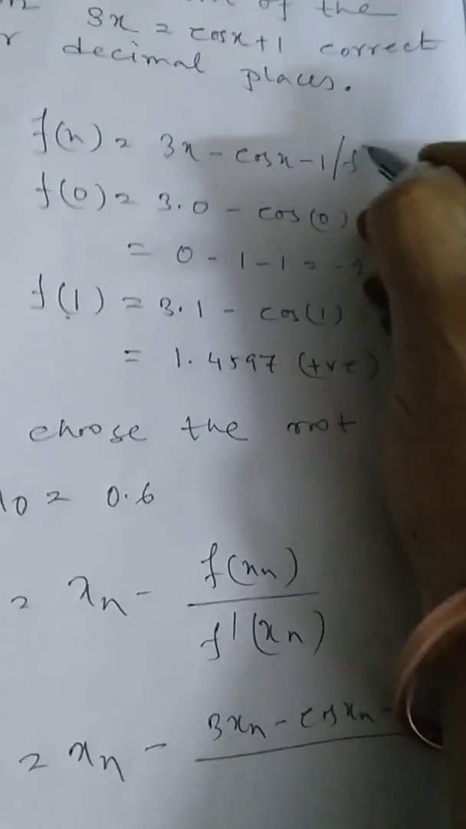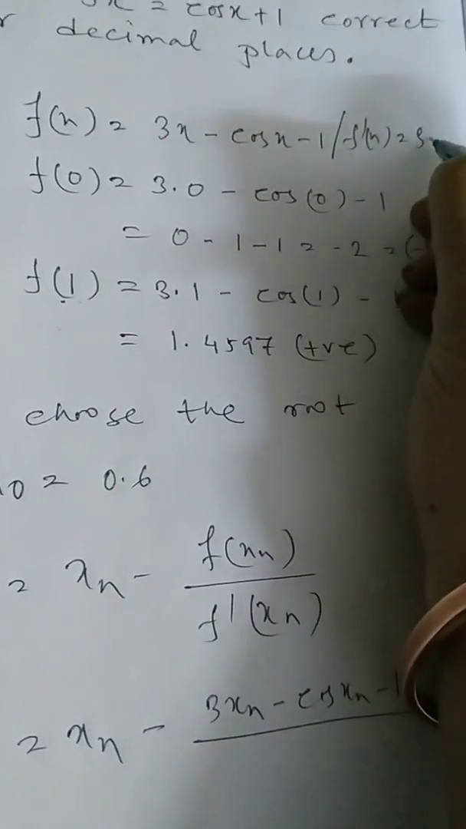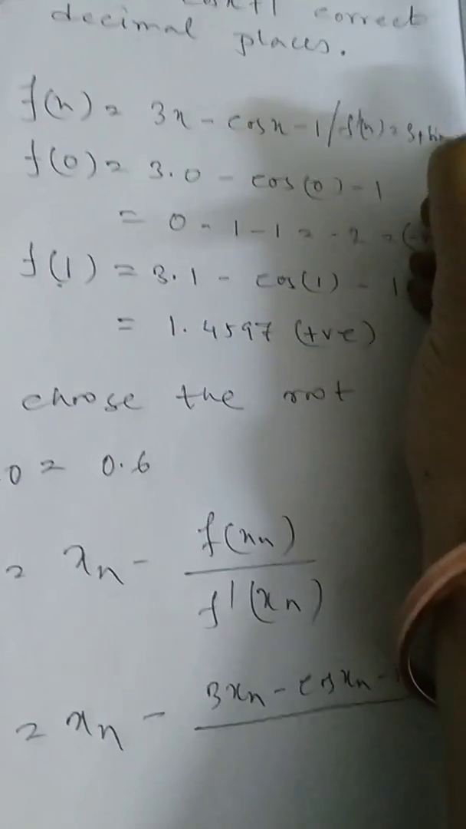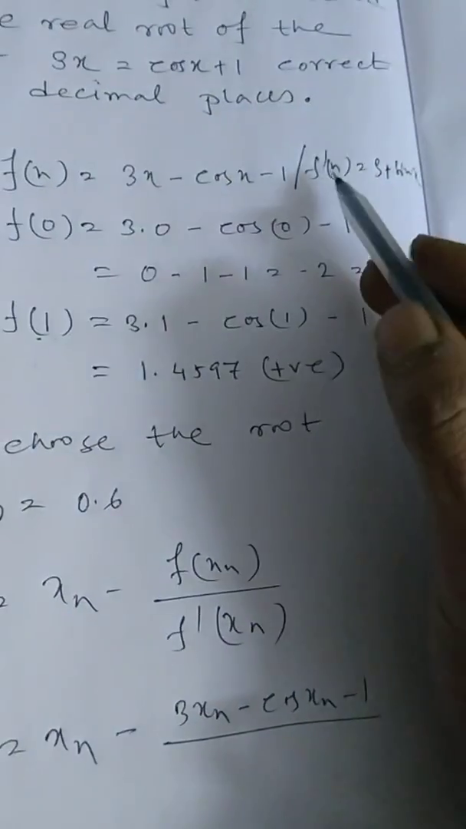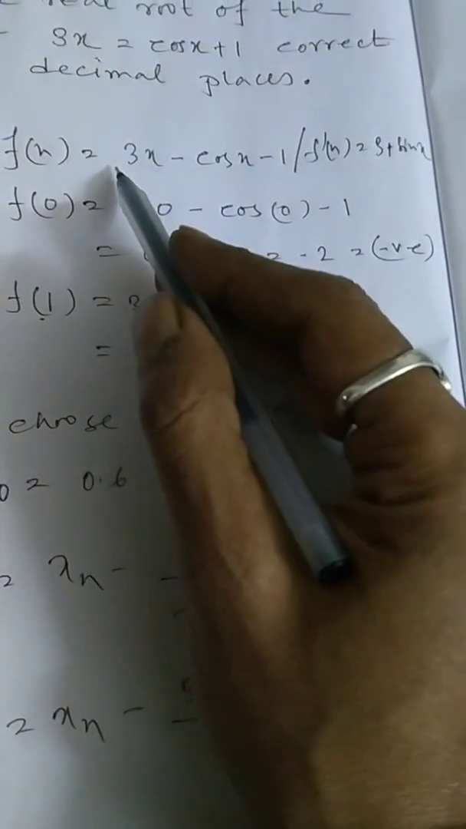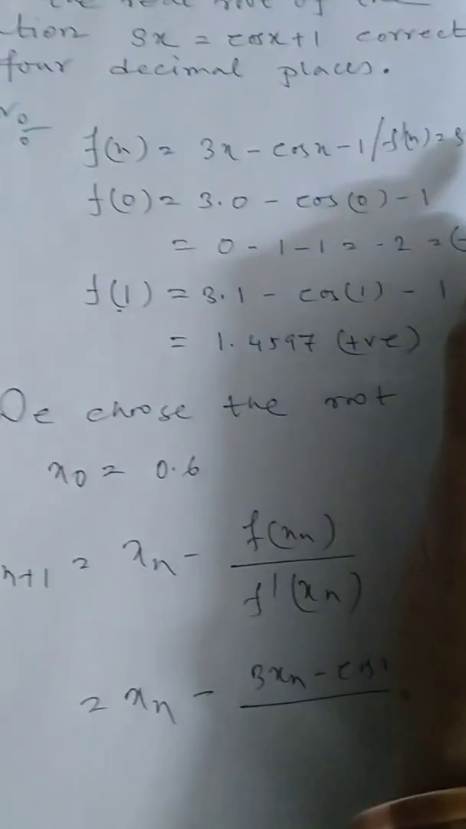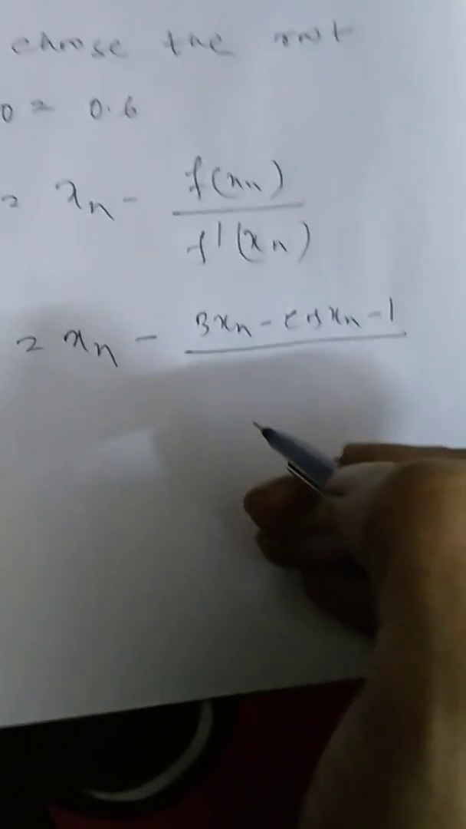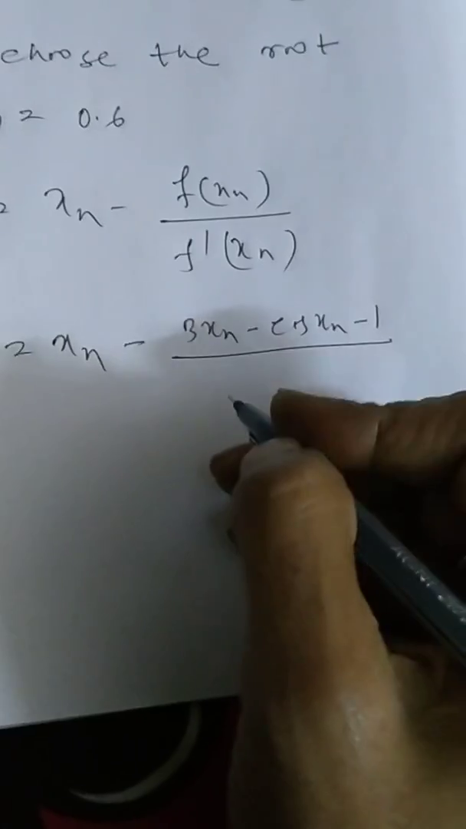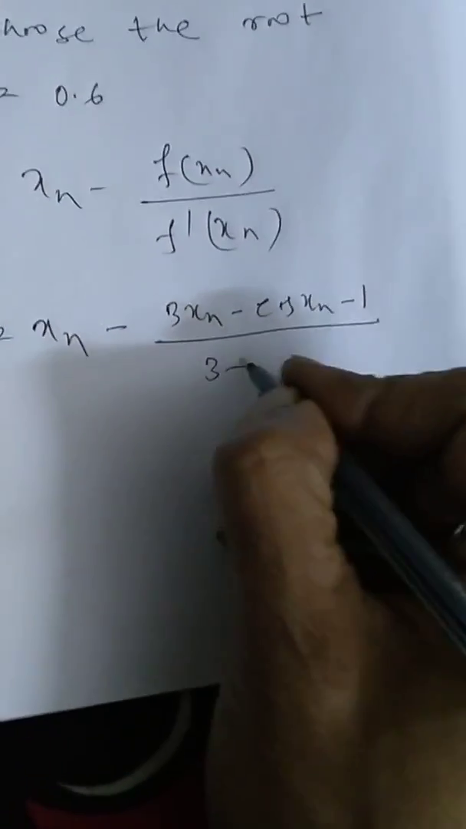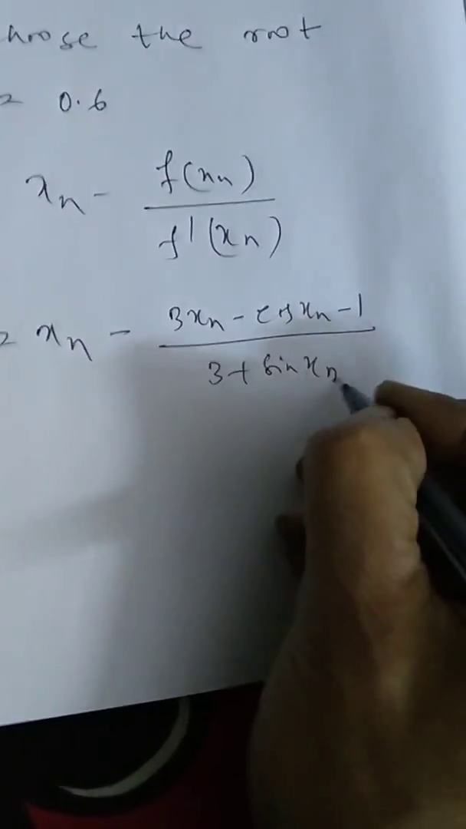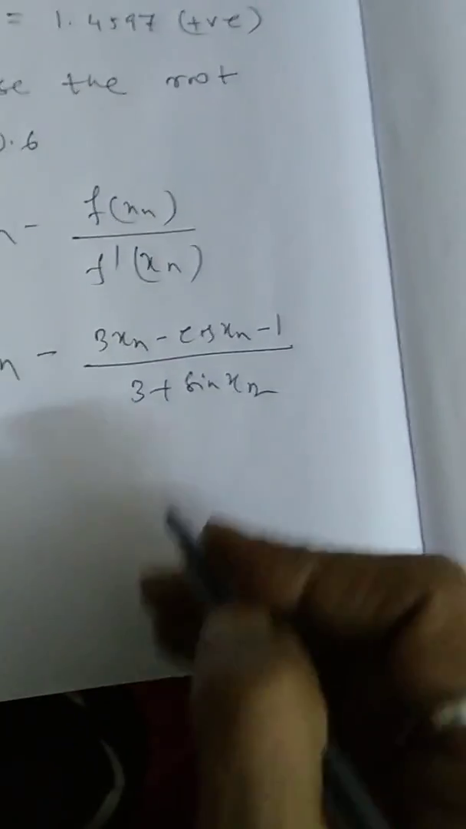So definitely what will be f dash x? f dash x equals 3 plus sin x. The function is f of x equals 3x minus cos x minus 1, so we take the derivative of this function, and that will come 3 plus sin x. So directly we put it over here, so f dash of xn will be 3 plus sin of xn.